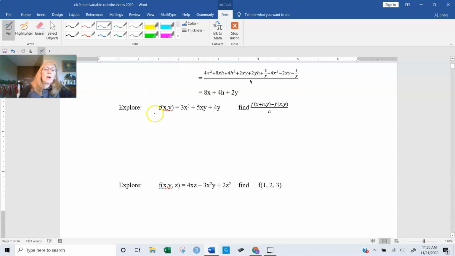All right, here, I want you to find the section with f of x plus h. So pause and do both exercises, please. So this time you're going to find, first of all, f of x plus h, comma y, minus f of x, y, all over h.